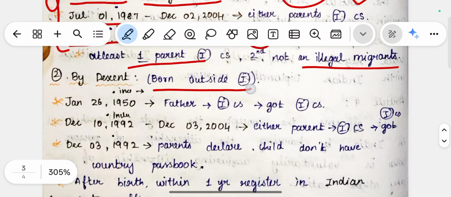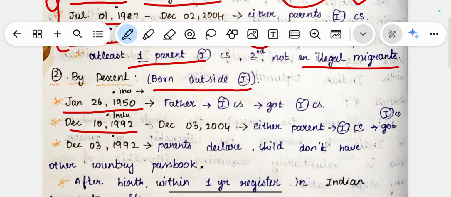If they are born outside India, but their father got Indian citizenship till January 26, 1950. From December 10, 1992 to December 3, 2004, if either of their parents got Indian citizenship, and currently their son or daughter is residing outside India, they will also get Indian citizenship.